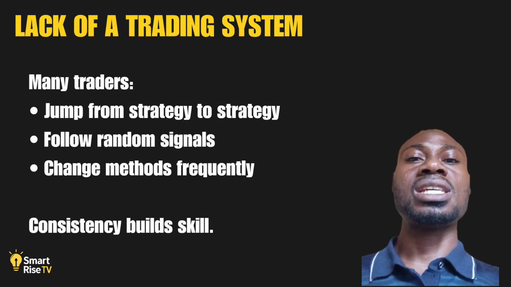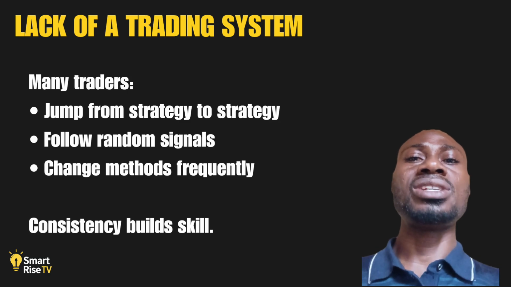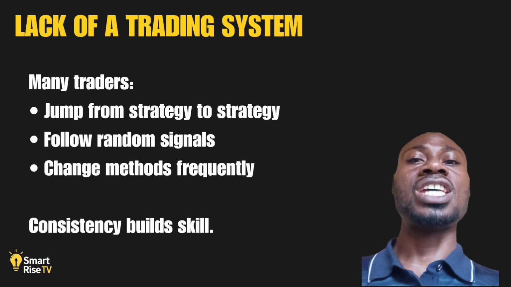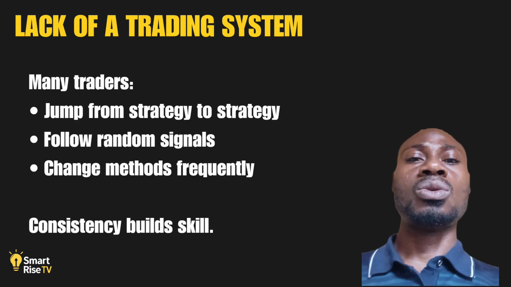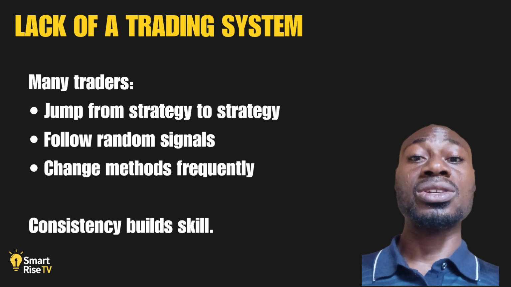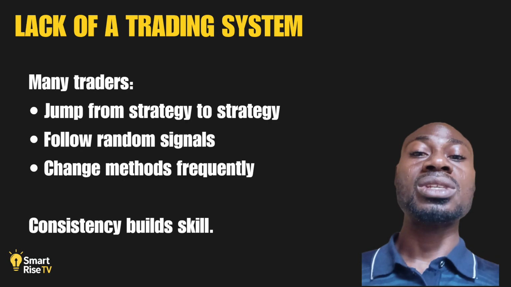The seventh mistake is lack of a clear trading system. Another big reason traders fail with gold is lack of a consistent trading system. Many traders jump from strategy to strategy. One week they trade indicators, next week they trade support and resistance, and the following week they trade smart money concepts. Without consistency, it becomes impossible to develop skill.